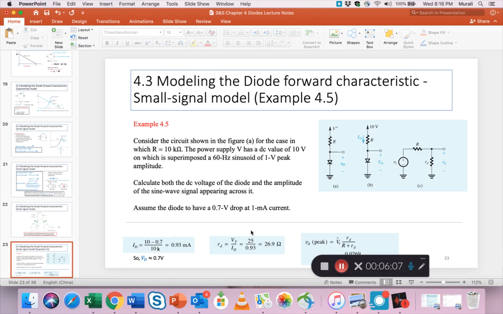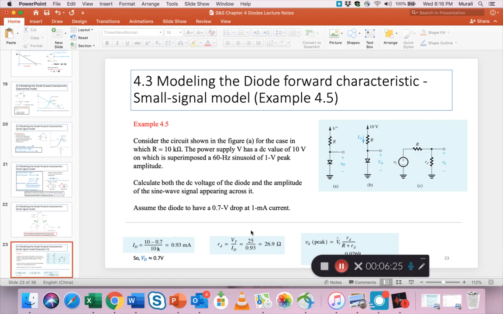And let me walk you through quickly. It's a simple problem, so we don't even have to look at it. Let me just read out what we have. So in the circuit, in figure A, there is a simple R and voltage source and a D, a diode.